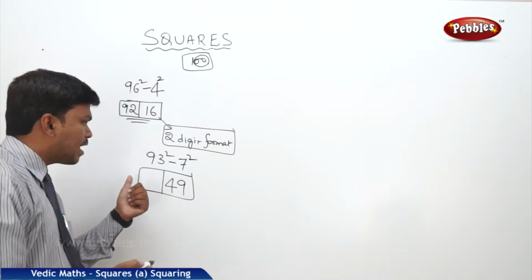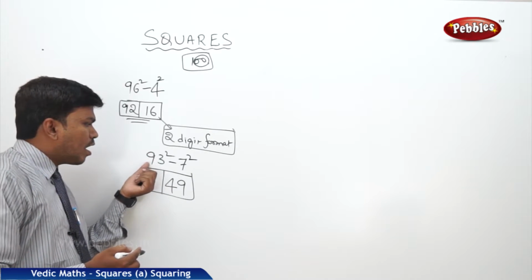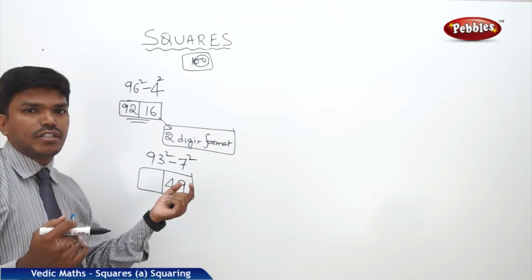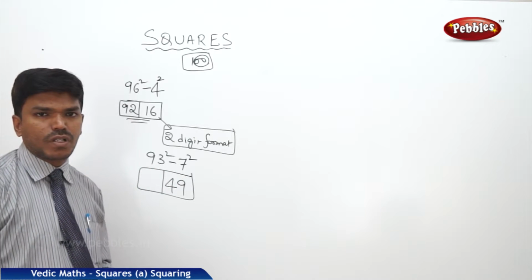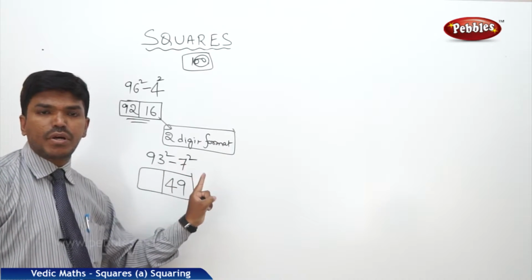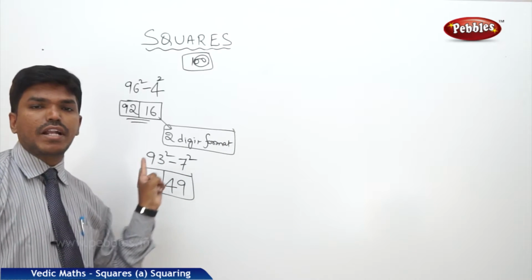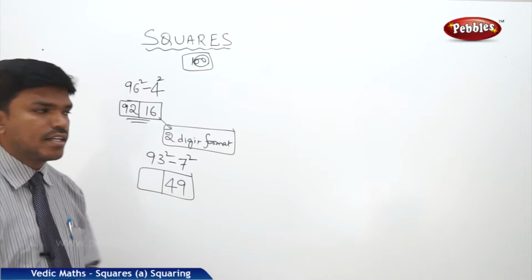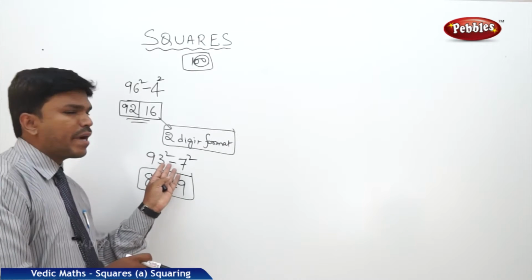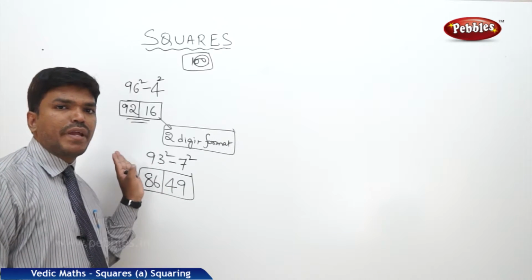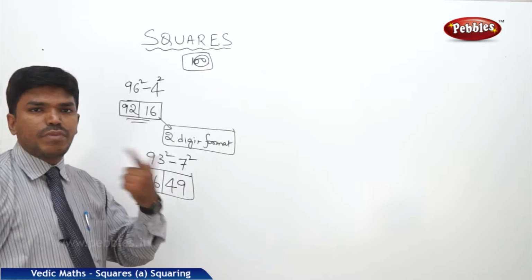93 minus 7. To get the left side part of the answer, what you need to do? You need to subtract whatever deficient digit you got when you compare with the 100 from the main number. What is the deficient digit? The deficient number you got is 7. So subtract 7 from the main number 93. So 93 minus 7, how much? 86. So write it in the left side part. If there is a minus, you need to subtract the deficient digit from the main number. If it is plus, we will add.